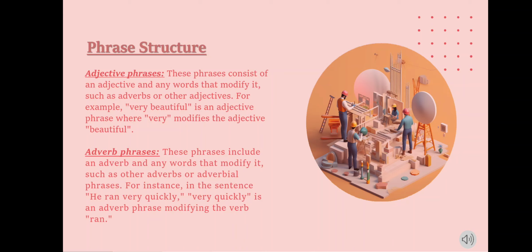So, adverb phrases are phrases that include an adverb and any other words that modify it, such as other adverbs or adverbial phrases. For another example, he ran very quickly. Very quickly is an adverb phrase modifying the verb ran.